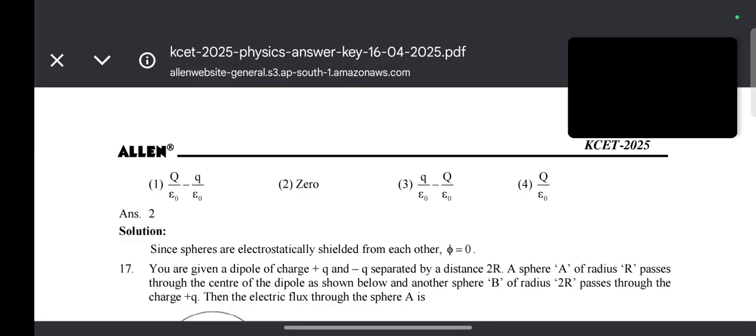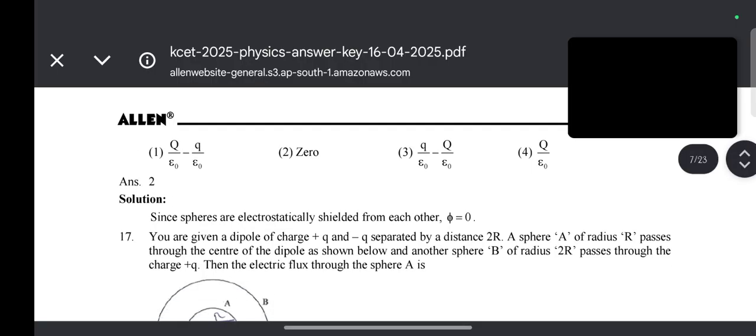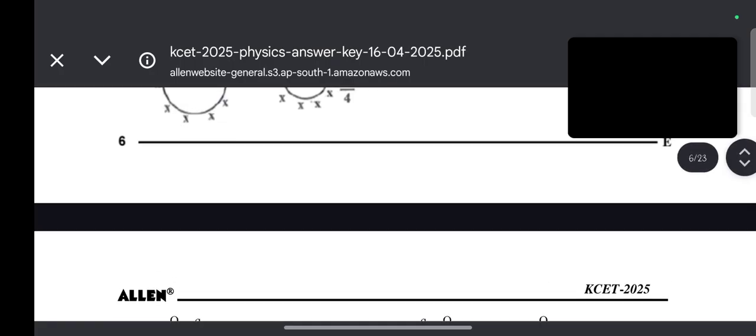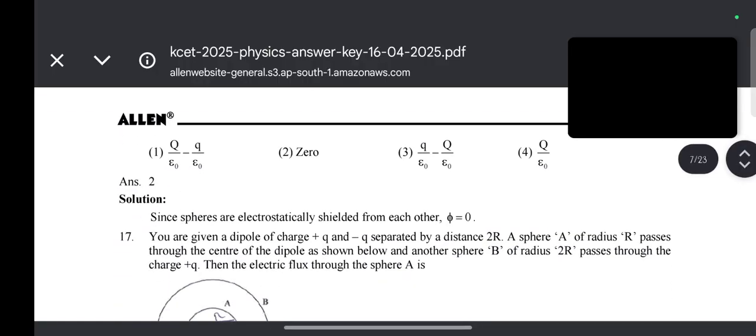The options are: q by epsilon naught minus Q by epsilon naught, 0, small q by epsilon naught minus large Q by epsilon naught, and small q plus large Q by epsilon naught. Since the pair of spheres are electrostatic shields from each other, the flux is equal to 0. So the answer is option 2, that is 0.